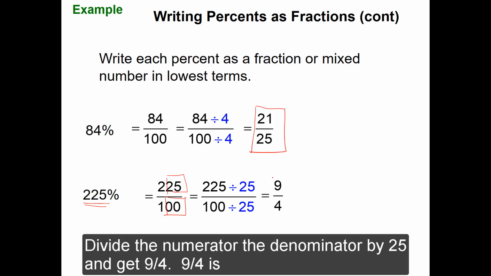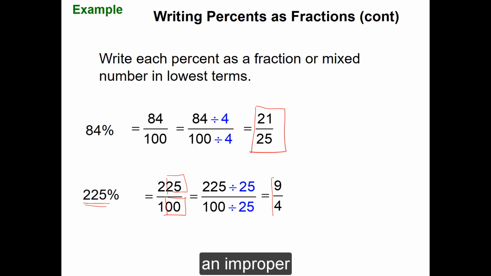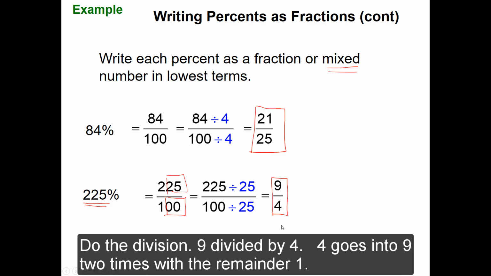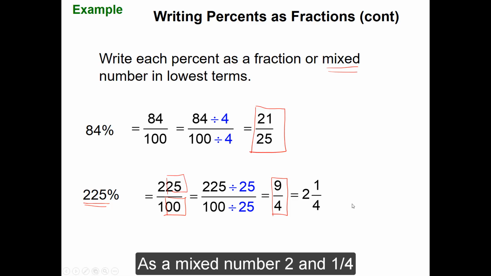9 over 4 is an improper fraction. If they are asked to convert it to a mixed number if needed, then you have one additional step to go. You do the division, 9 divided by 4. 4 goes into 9 2 whole times with a remainder of 1 left over. So as a mixed number, 2 and 1/4.